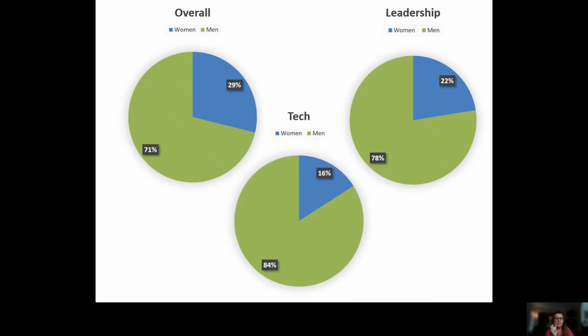So in 2020, in the top 1,500 companies on the S&P, there were more CEOs named John than there are women total. Think about that. There are more men named John than there are women. So that's a little disparity that we should probably work on, right?